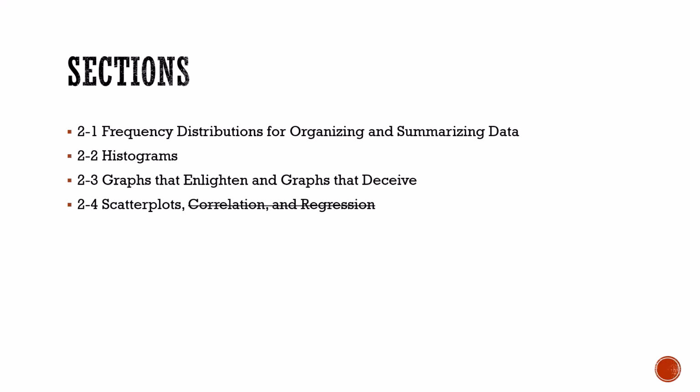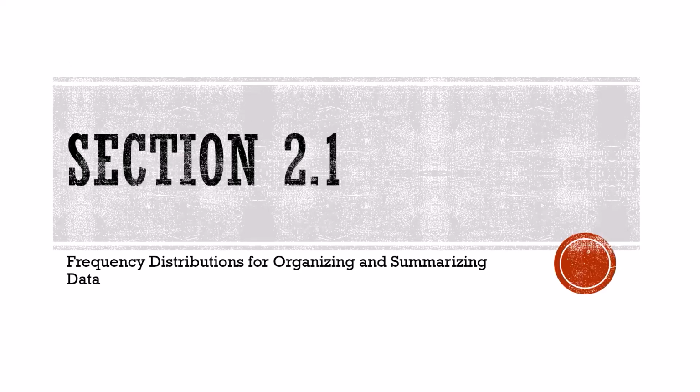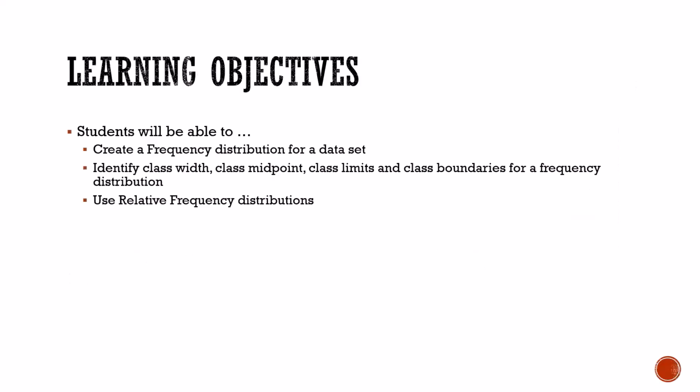So we're basically going to talk about frequency distributions and histograms, and then we'll talk a little bit about different ways to display data that can be enlightening and that can be deceiving. For this first section, we're going to create a frequency distribution for a data set. We're going to know what these terms mean and identify them for a specific distribution. And we'll use relative frequency and a cumulative frequency distribution.